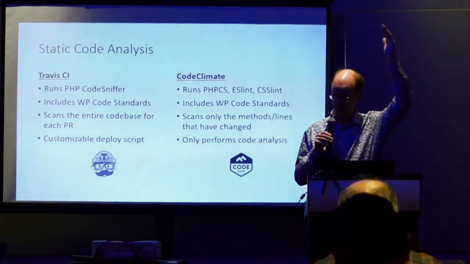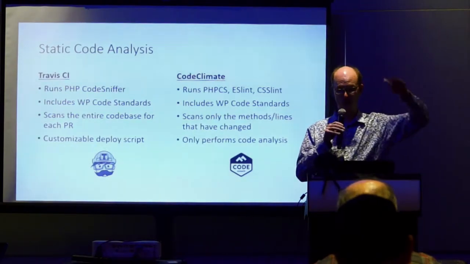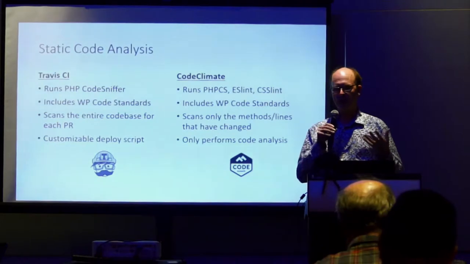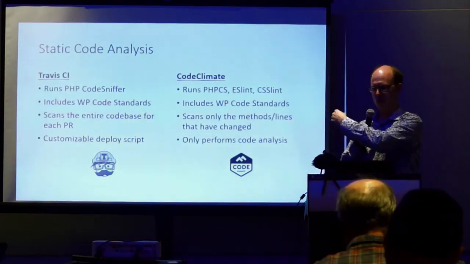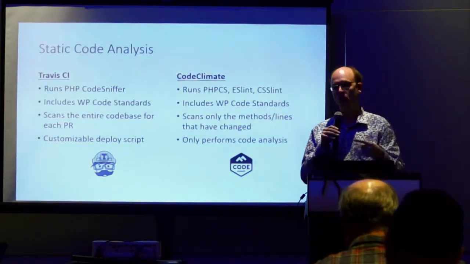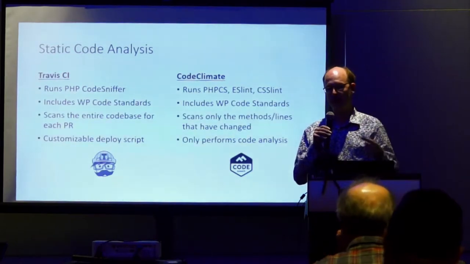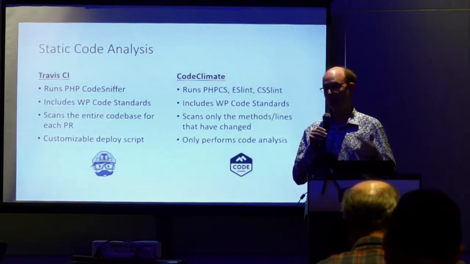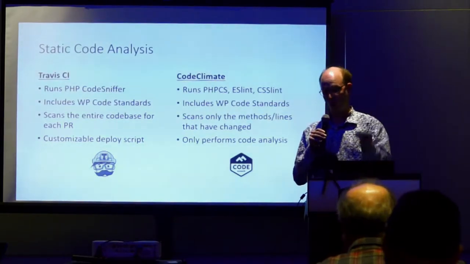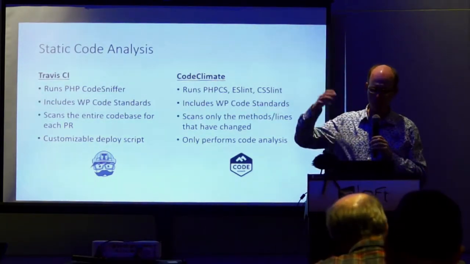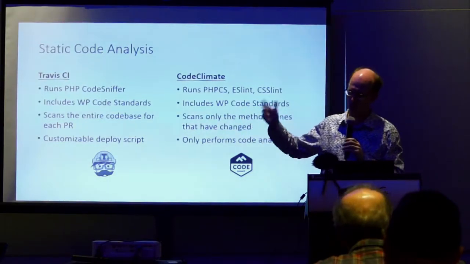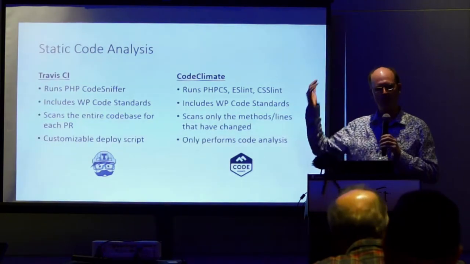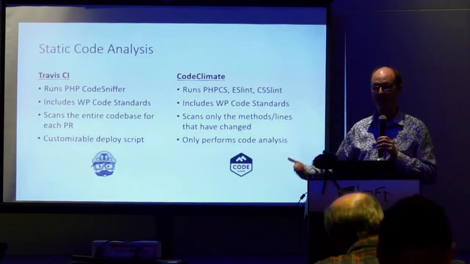If you look in the Codex, there's this big long page of thou shalt write PHP this way. I forget which organization did it, but they converted that into a format suitable for this code linter so that when we run the test, we find out, is the code that we're writing suitable for WordPress? Not just PHP, but is it suitable for WordPress? The one thing that Travis does with PHP CodeSniffer is it scans the entire code base on every pull request, no matter how big the change is.